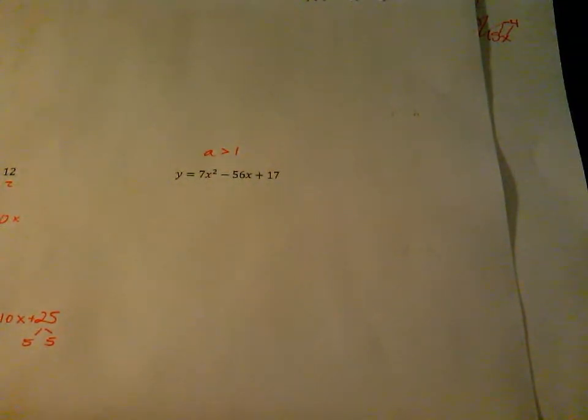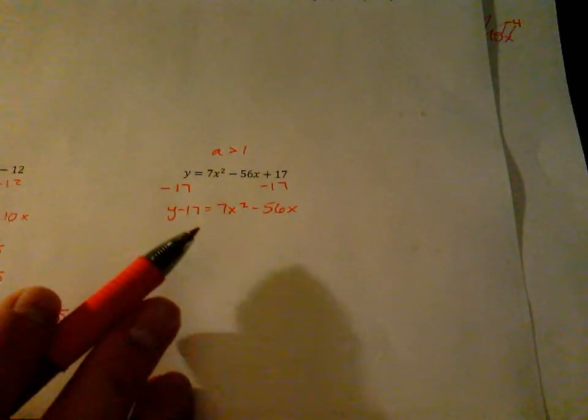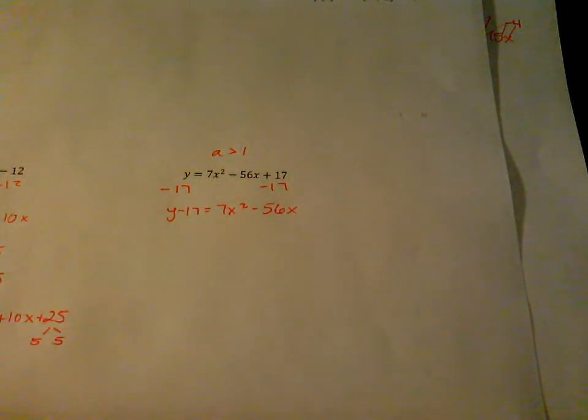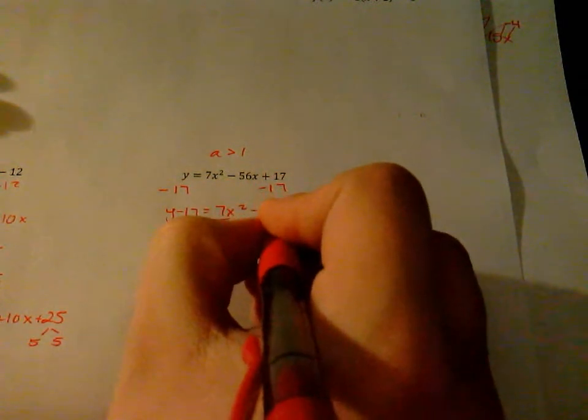Now this next one is a little bit more difficult. The reason is first we had to get rid of this 17. So let's get rid of that 17. Okay. So that becomes y minus 17 equals 7x squared minus 56x. Well, we can't do anything until we get rid of the 7 in front. So what we have to do now is get rid of that. Well, how do you get rid of it? Well, you have to divide it out.